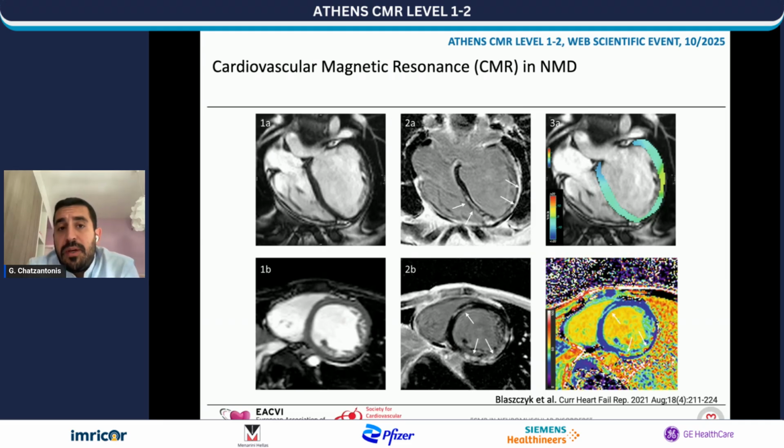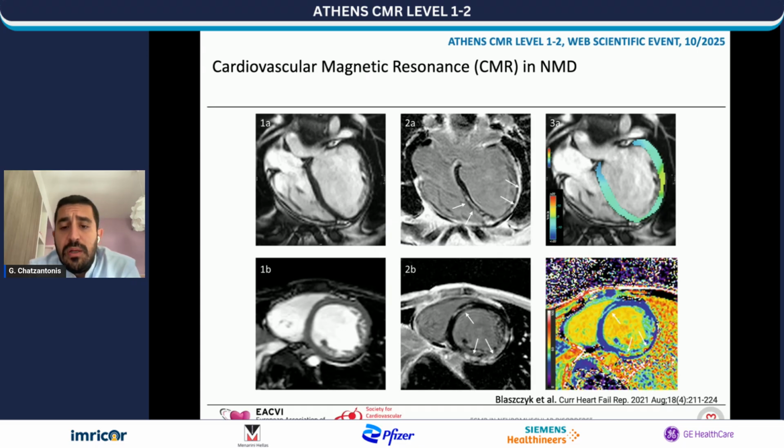So in this patient with Duchenne cardiomyopathy and a dilated left ventricle, we measured at first in the cine imaging, and we can assess the function. In 2A and 2B, we can see the late enhancement, how diffuse it is in the subepicardium, almost transmural late enhancement in the whole lateral wall, extending also in the mid-myocardium of the septum.